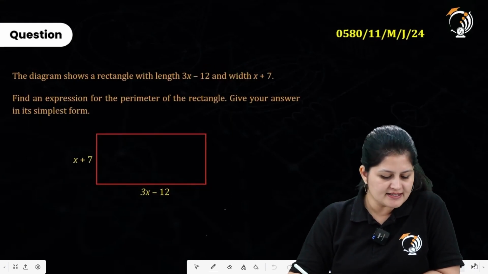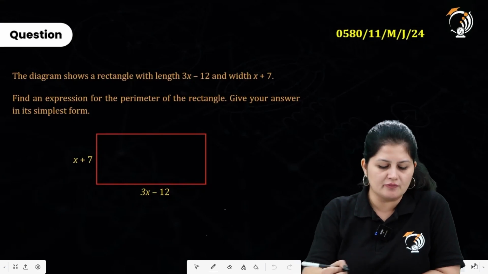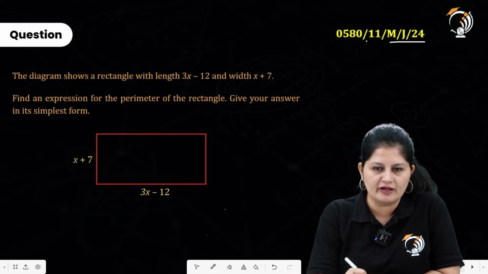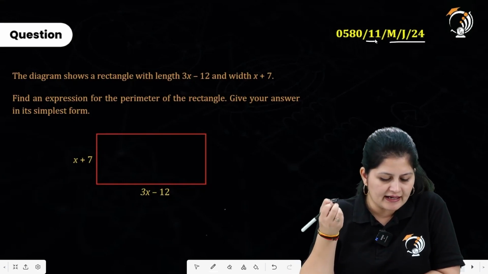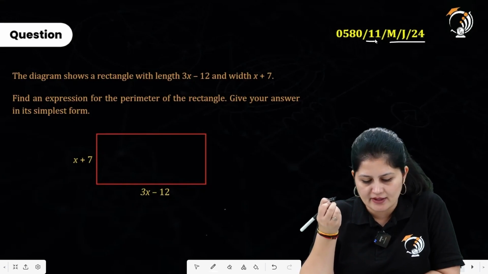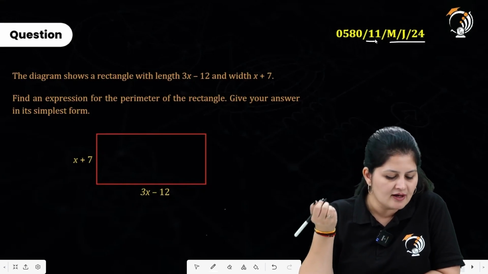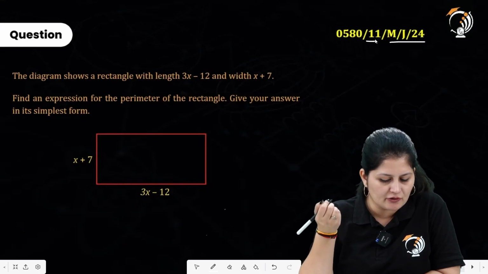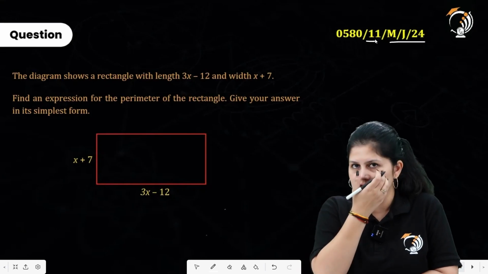Moving to the next question here, which is from the paper of May-June 24 from the variant 1-1. So here the diagram shows a rectangle with length 3x minus 12 and width x plus 7. Find an expression for the perimeter of the rectangle. Give your answer in the simplest form.